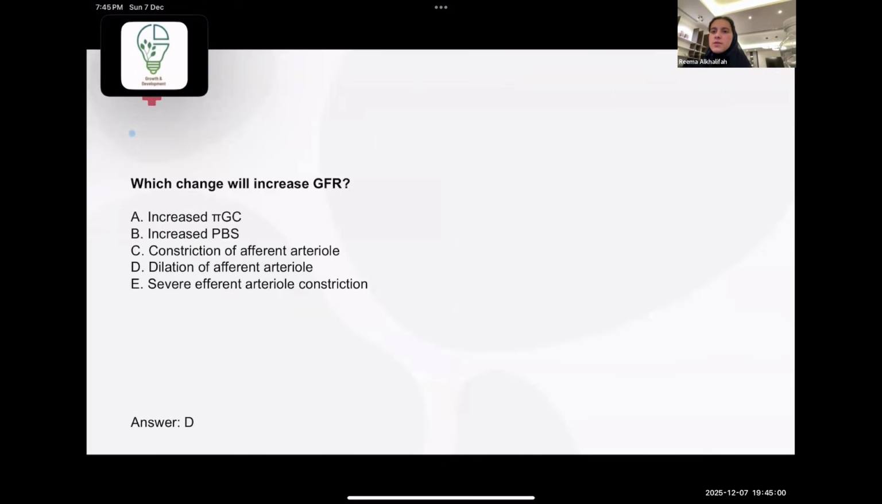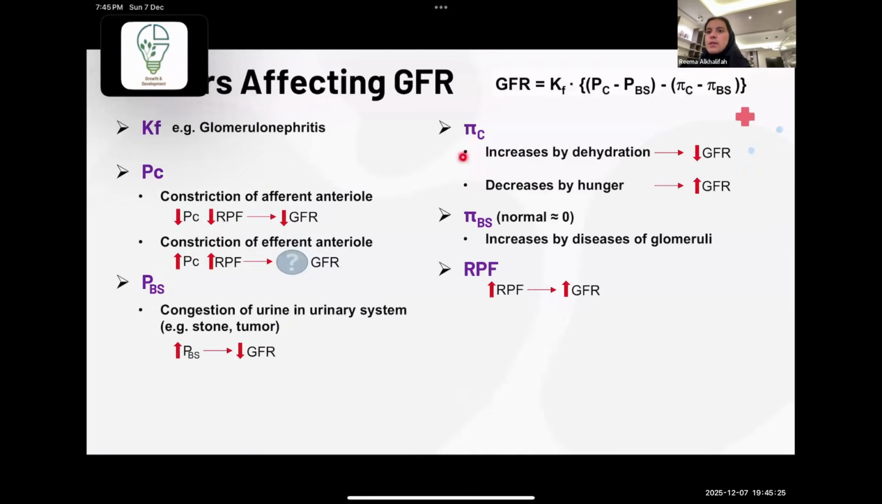Now we go back to the question. So if we increase the hydrostatic pressure in the Bowman space, it's going to decrease GFR because it does not favor the fluid to be filtered into the Bowman space. And if we increase oncotic pressure in the glomerular capillary, it's going to cause less fluid to be filtered, because the increase in the oncotic pressure of the capillary is going to decrease GFR, not increase it.